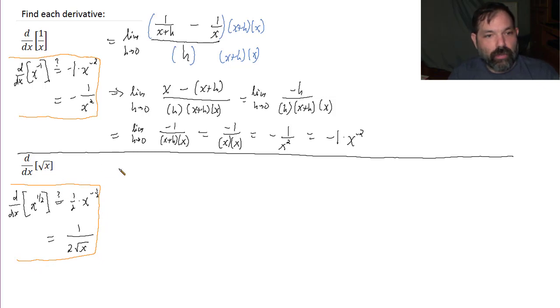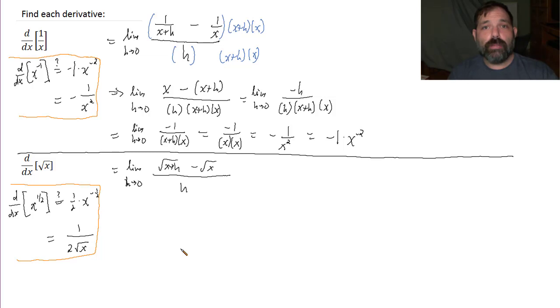All right, d by dx of root x. That's the limit, h approaching 0, of the square root of x plus h minus the square root of x over h. This is an indeterminate form. I can't let h approach 0 right now because it would give me a 0 over 0. But we've seen how to deal with situations like this. We can multiply both numerator and denominator by the conjugate of this radical expression. So square root of x plus h plus square root x over square root x plus h plus square root x.